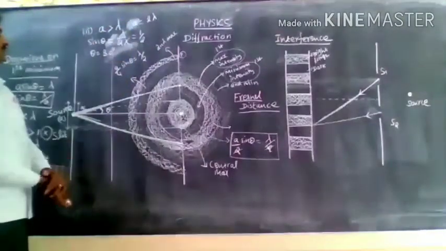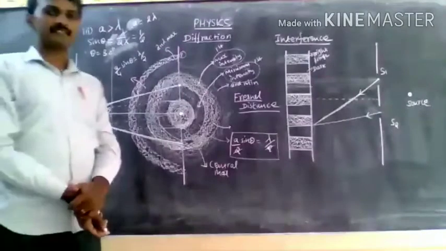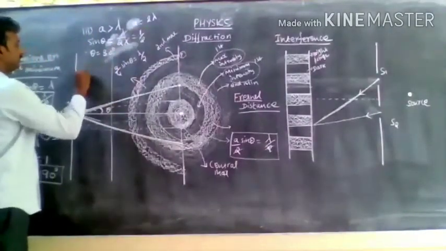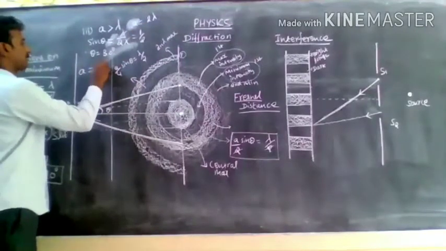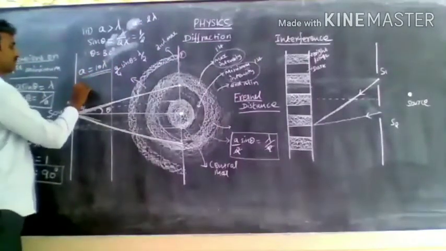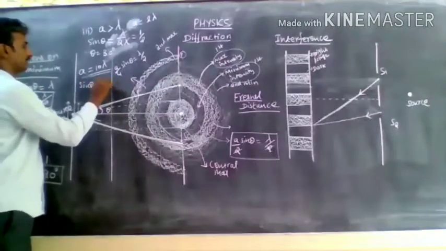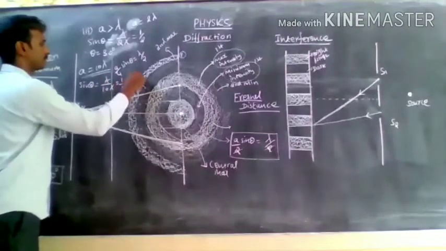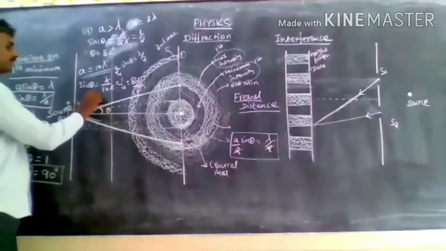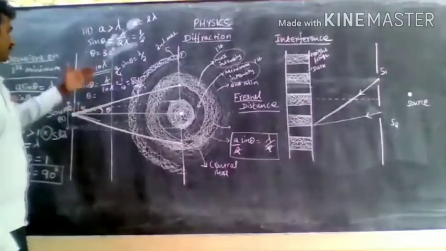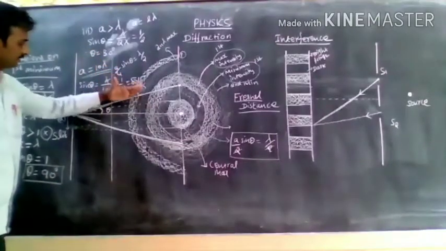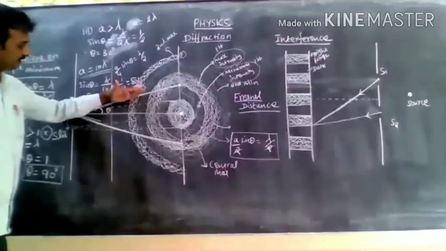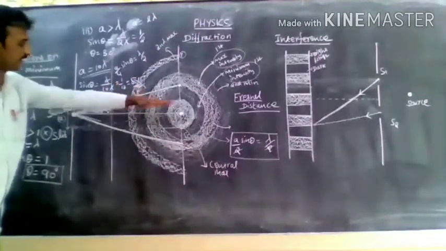Suppose 4 times, 5 times, 6 times, up to the maximum times, if A is equal to 10 times lambda, therefore we get sin theta is equal to lambda divided by 10 lambda, we get 1 by 10, which is equal to 0.1. So theta is very small. Suppose theta is very small, right? The diffracted line falls inside the central maximum.